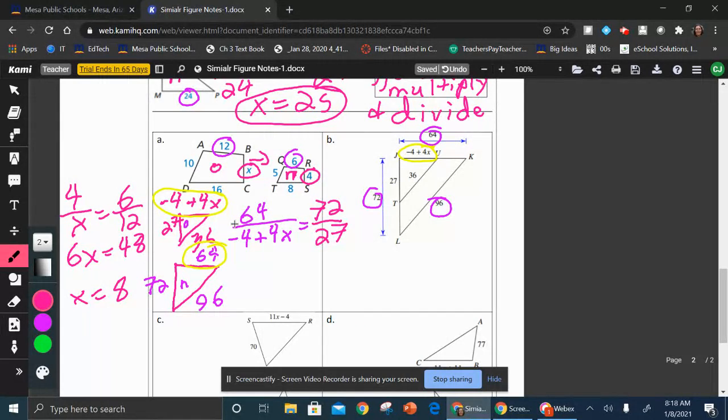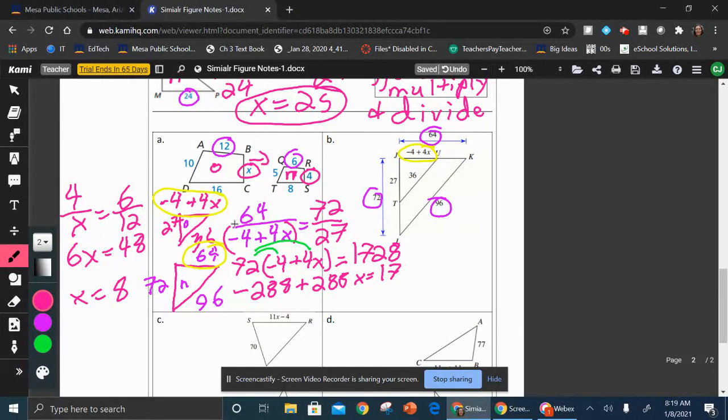So with this, notice we are going to end up with 72. Remember, we have to do a parentheses around that, so we're going to have to do our distributive property. 64 times 27 is 1,728. Okay, then we're going to do our distributive property. Hooray! Okay, so we multiply 72 times -4, we get -288. 72 times 4 is going to be positive 288.